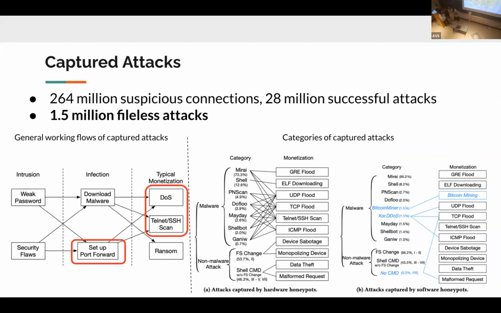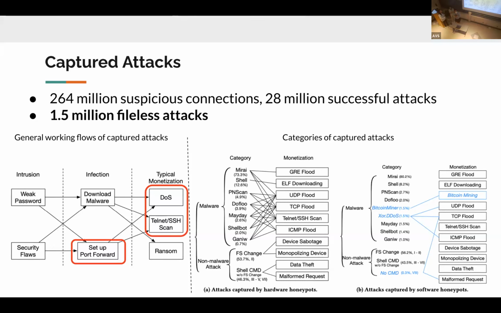So they conducted an extensive analysis on the attracted attacks, and there is a pretty considerable number of them, and they concluded with this general workflow and also the categories of the captured attacks. We can see that the fileless attacks, after the first phase, the intrusion phase, typically set up forwarding and backdoors for later use. It is also noticeable that although the software honeypots typically attract fewer attacks than the hardware ones, they actually contribute 3 additional types of attacks other than the hardware ones.